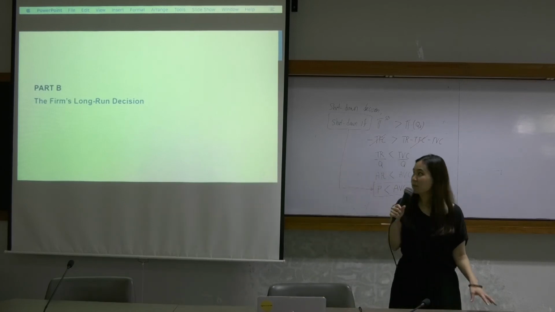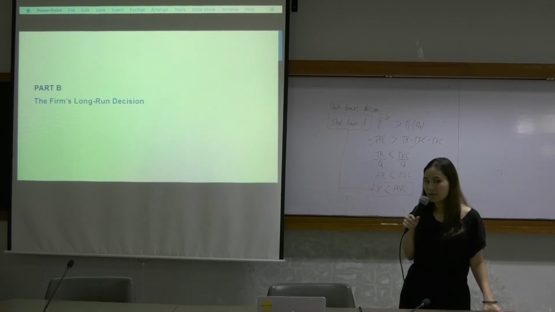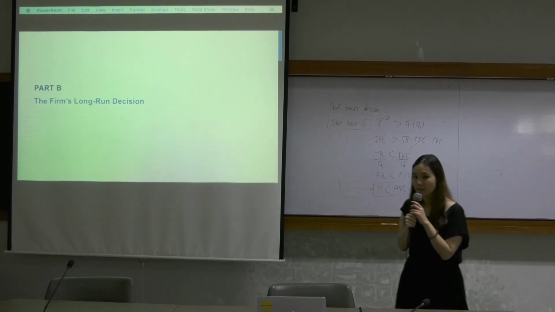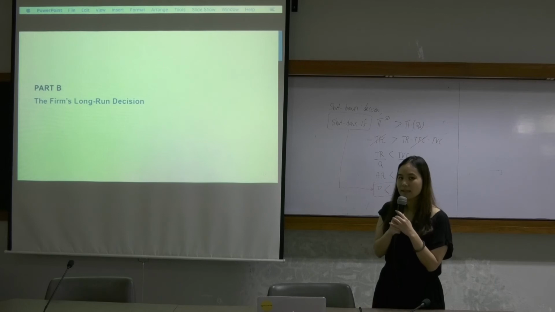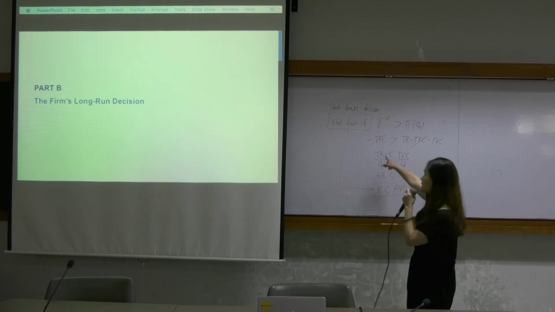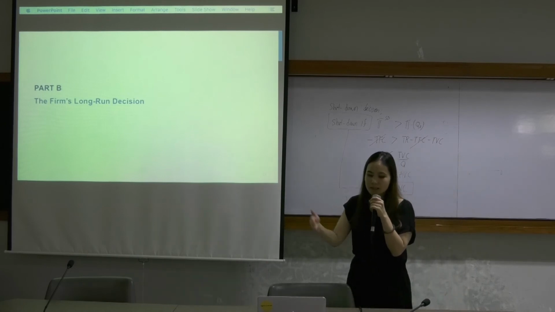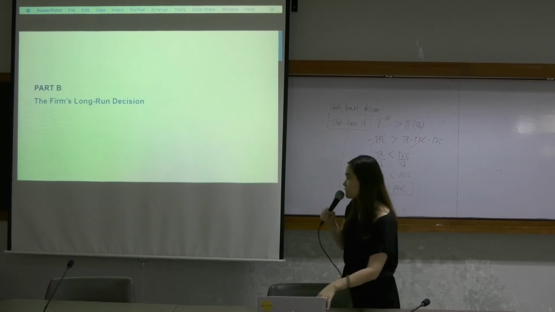Okay, so once we finish the firm's short run decision, we can discuss the firm's long run decision, okay? And keep in mind that the only difference between the firm's short run and long run decisions is that in the long run there is no more fixed cost, okay? The long run is a period of time long enough for firms to vary the quantity of all its inputs, and therefore all the costs are variable costs, not fixed.